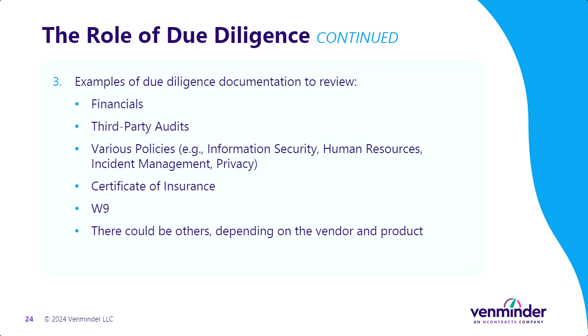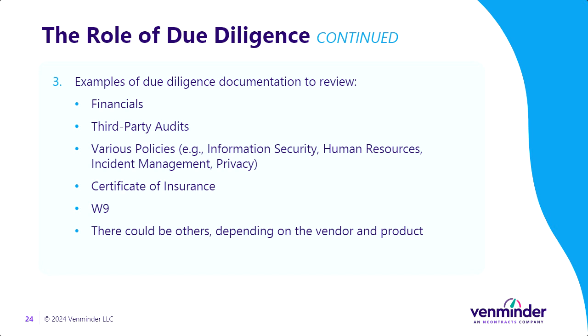And I've mentioned a few of these already, but certainly financials, third-party audits, such as SOC audits, and others. There are many of them out there. Various policies, and there could be lots of those as well. So I've just mentioned some that are most prominent, such as information security, incident management, privacy, and even HR. Certificates of insurance, W-9s, and again, there could be many other documents that you would want to request as you evaluate your vendor on a regular basis.